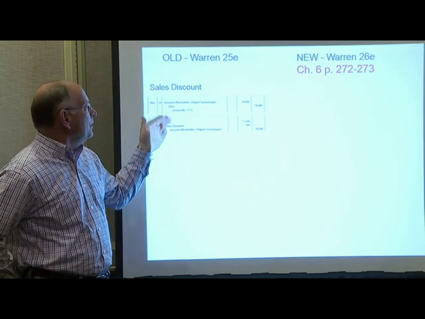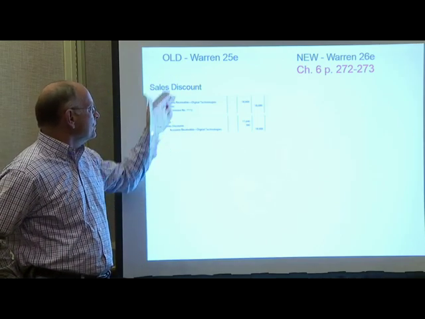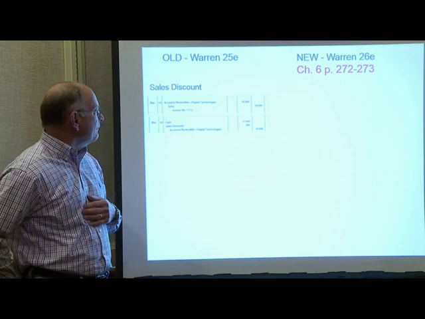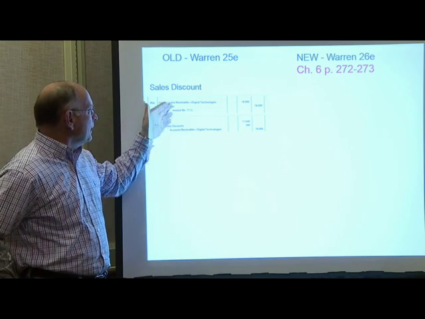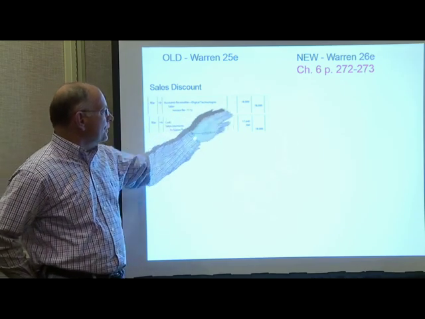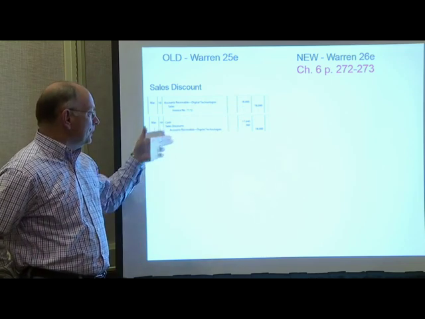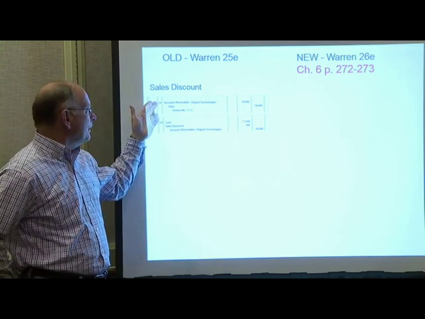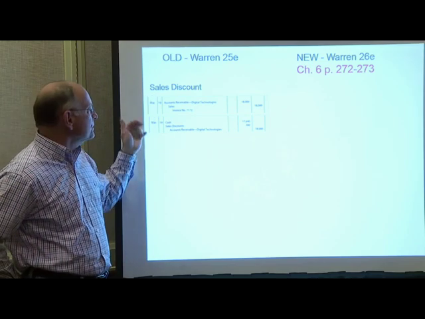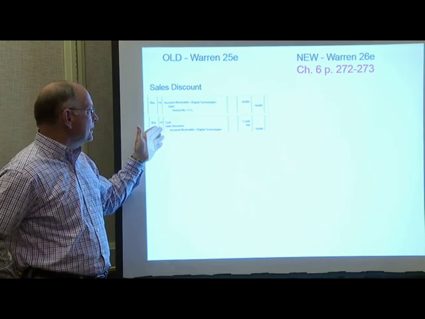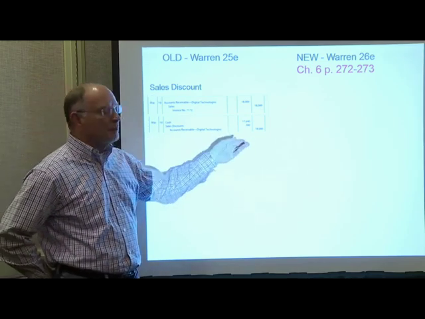Here we have the old presentation method, which appeared in our last edition, 25E. And you can see here that in this old method, if you have a sale for $18,000 with a 2% discount, you record the account receivable at the gross amount of $18,000, and then we record a sales discount, if it's paid within the discount period, of $360.